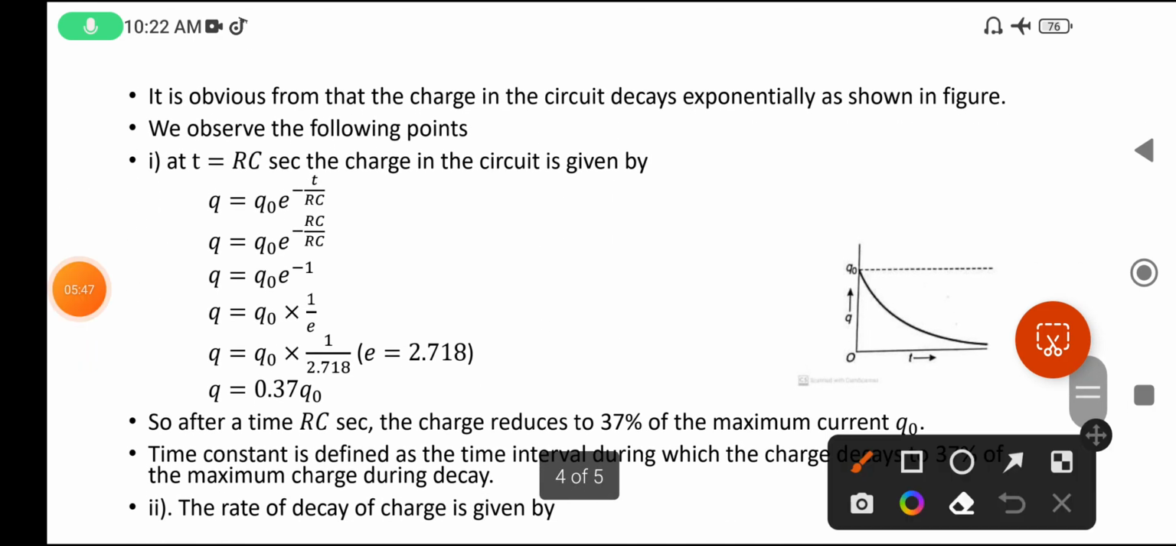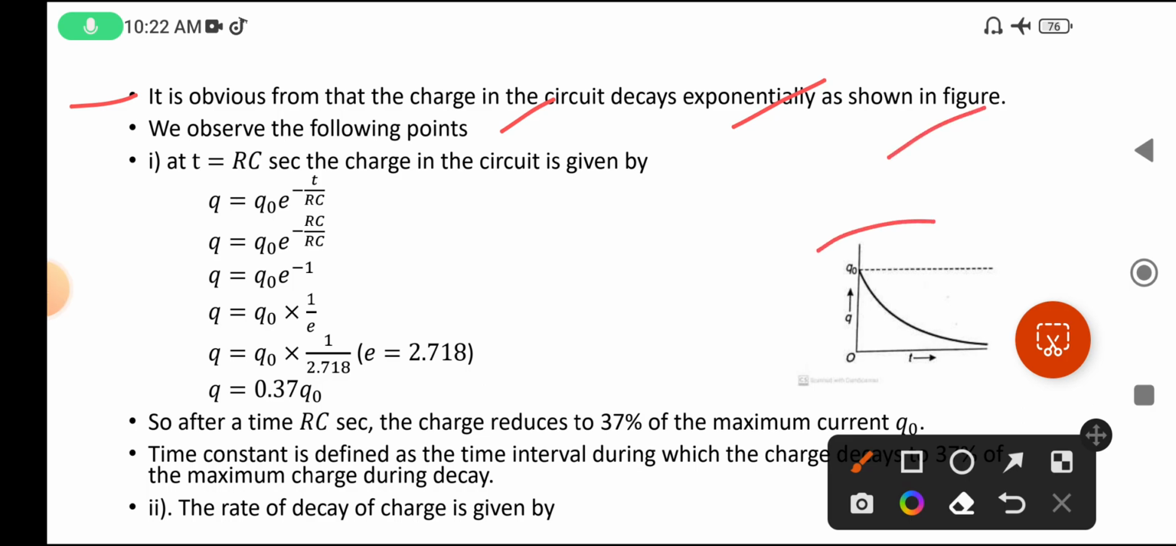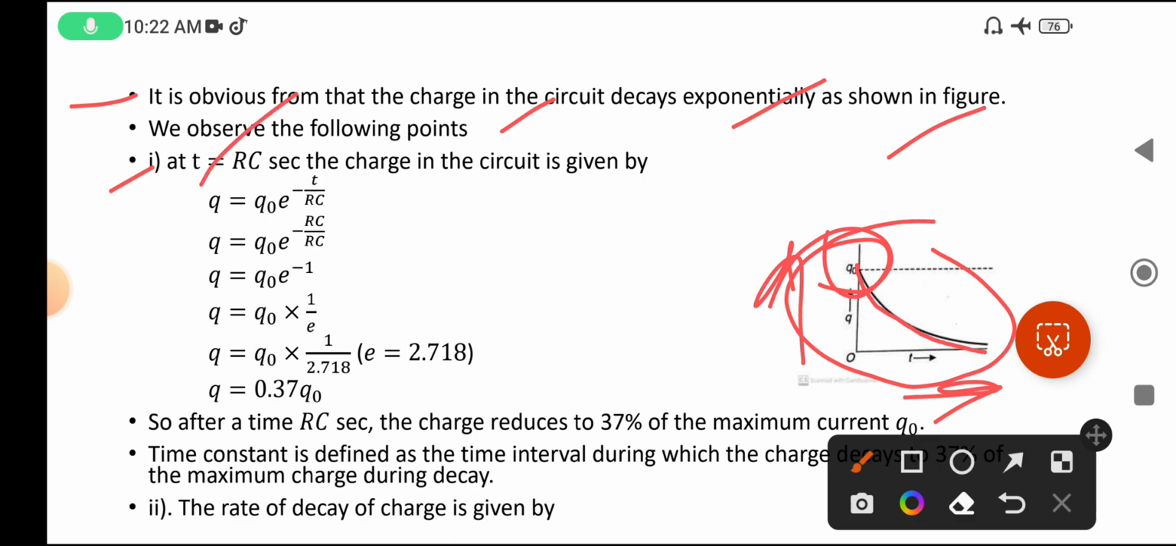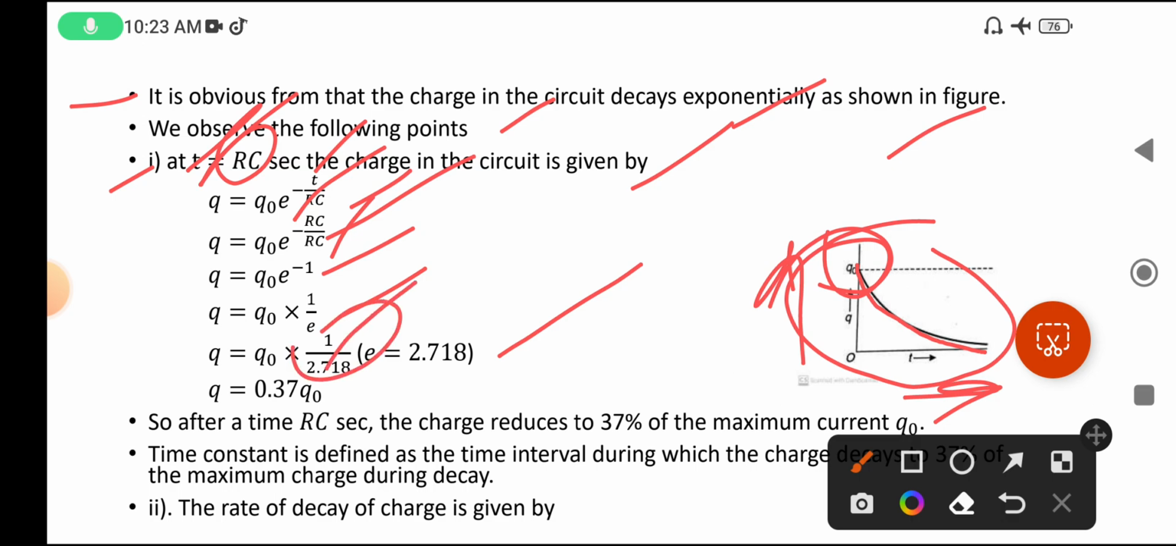Now it is obvious from that the charge in the circuit decays exponentially as shown in the figure. So see, the figure is showing charge on the y axis and time on the x axis. Before starting, it contains the maximum charge, and after starting, it slowly decreases like this. At time t equals RC seconds, the charge in the circuit is given by q equals q naught e power of minus t by RC. Substitute t equals RC, then e power of minus 1, and by simplifying this value we get 0.37 into q naught.